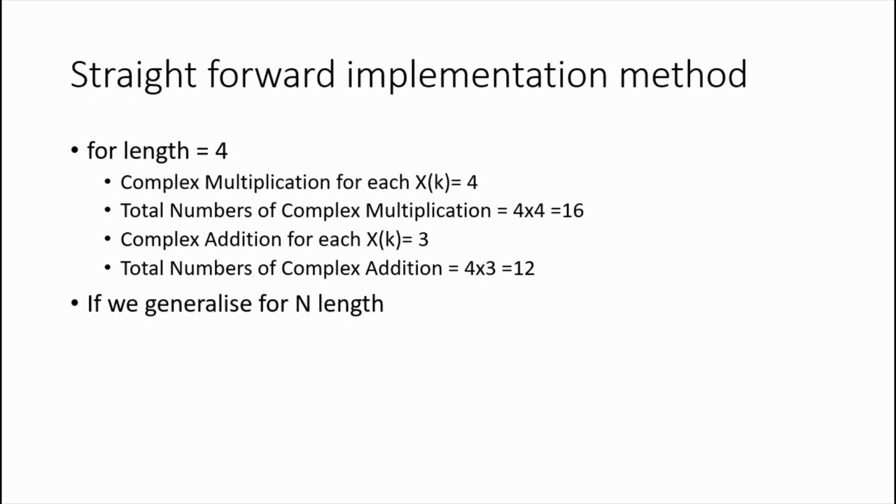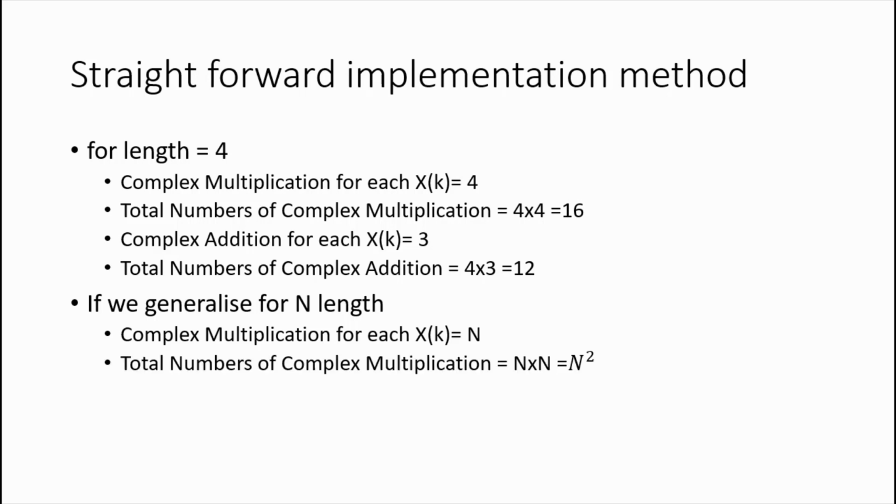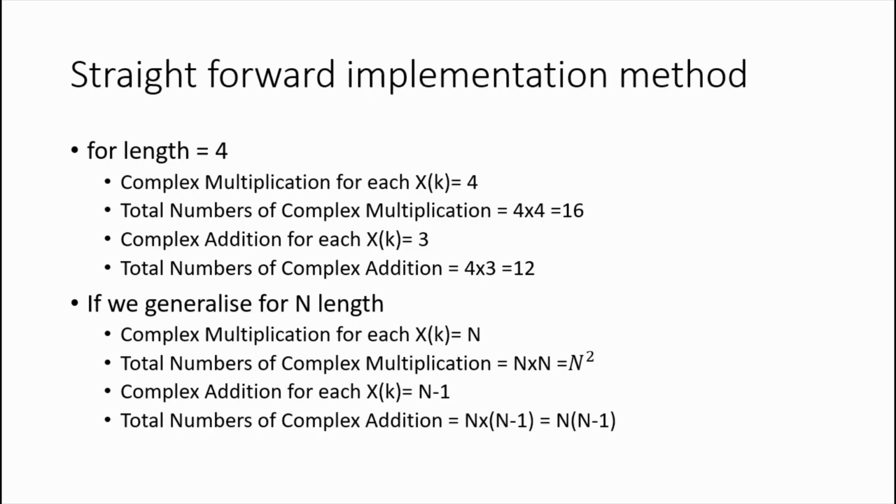If we generalize for length equal to N, then complex multiplication for each X[k] is equal to N, and the total number of complex multiplications is equal to N square. Complex addition for each X[k] is equal to N minus 1, and the total complex addition is equal to N into N minus 1.